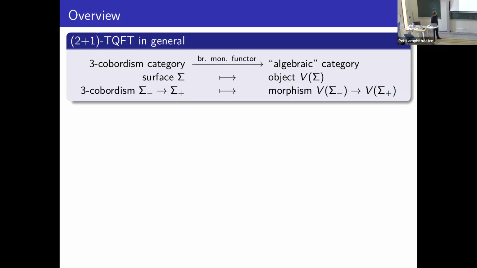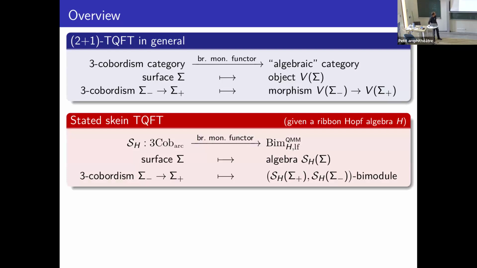Now you have to remember that a morphism in a category is not necessarily a function, or an application. Indeed, in our example, morphisms are not functions, but bimodules. So what we will assign to a surface is an algebra, which is denoted SH of sigma, S is for stated skein. And to a cobordism between two surfaces, sigma minus and sigma plus, we will associate a bimodule between the algebras corresponding to the surfaces.